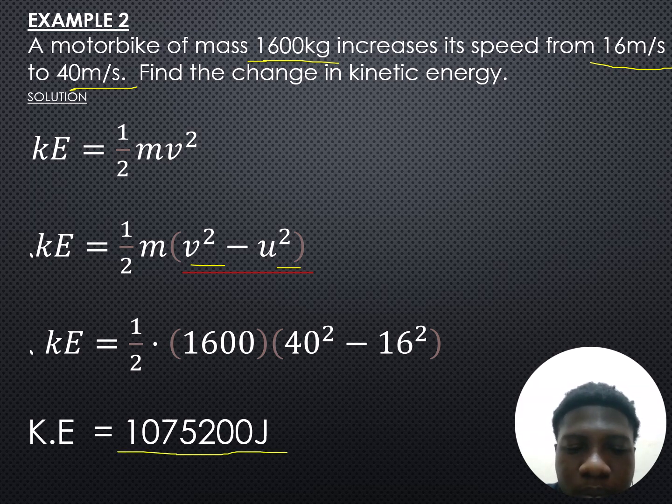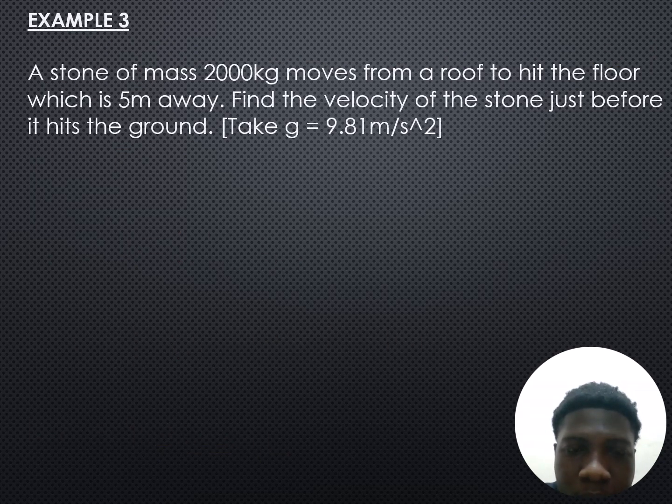Yeah, I think so. So let's solve one last question. A stone of mass 2000 kilograms moves from a roof to hit the floor, which is 5 meters away. Find the velocity of the stone just before it hits the ground. Take g to be 9.8 meters per second squared. So we have this question. Try and pause the video and solve it, or we are solving it together.